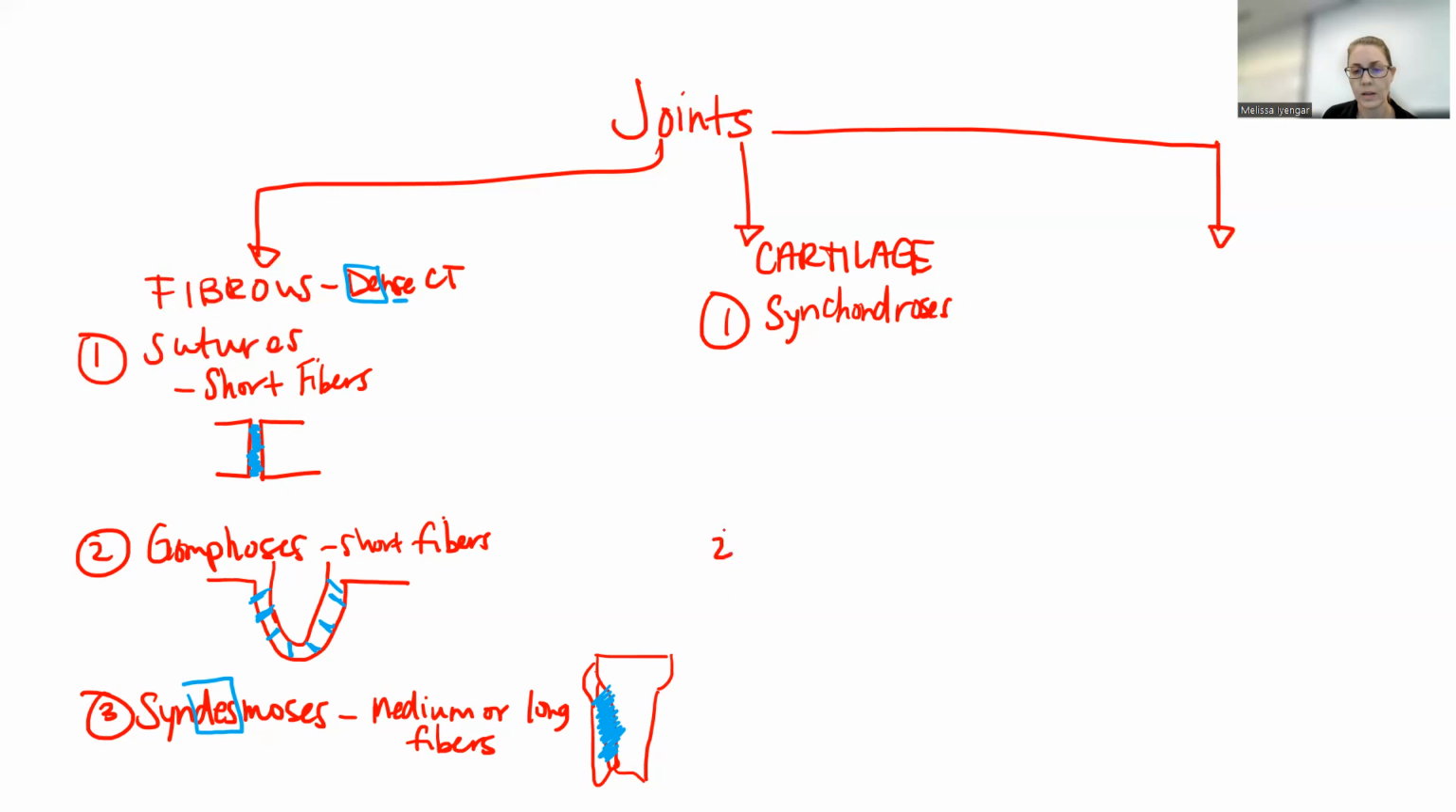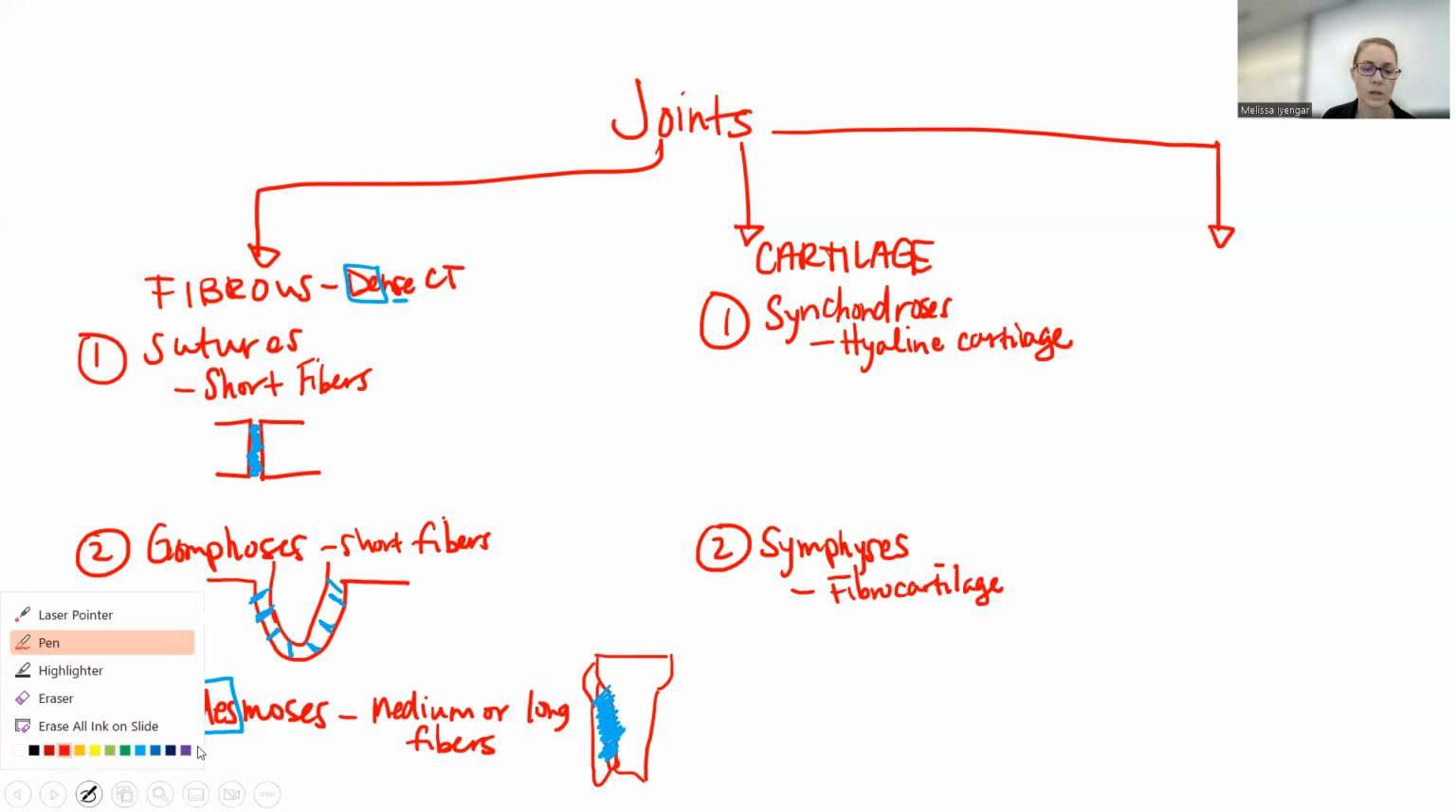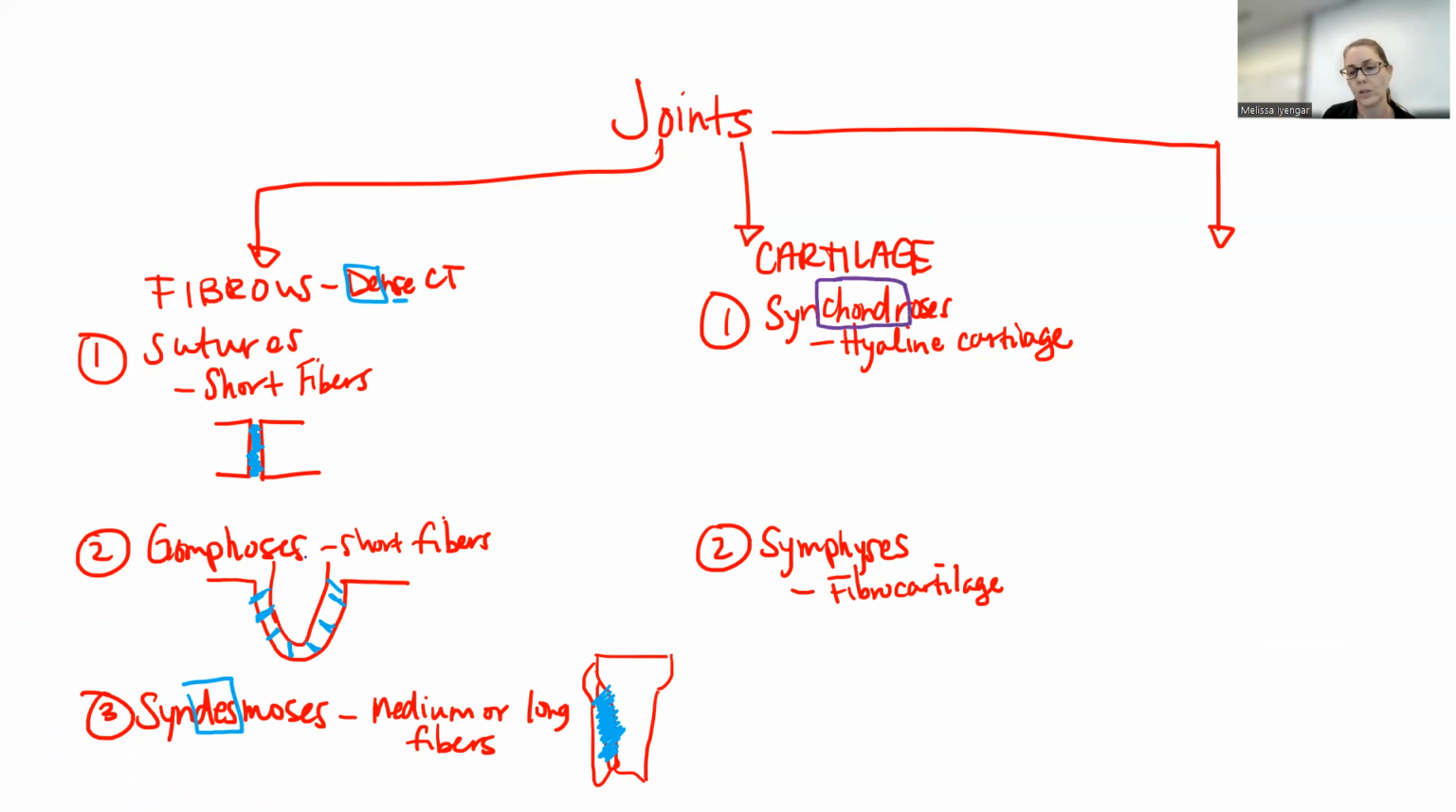And the other one is going to be a symphysis. Okay. So the synchondrosis, we're going to use hyaline cartilage that goes between two bones. For the symphysis, we are going to use fibrocartilage that goes between two bones. So you can think about a synchondrosis. Remember, chondro meant cartilage. You think about chondro means hyaline cartilage here.